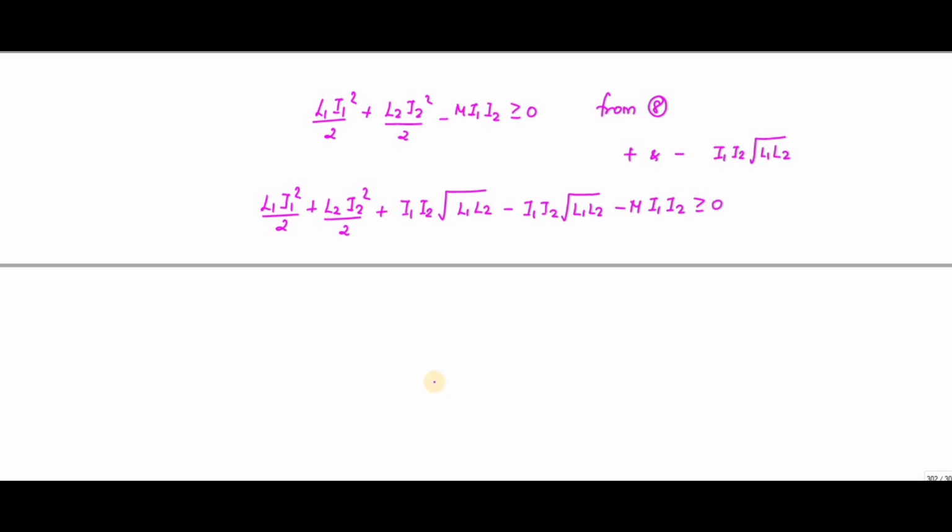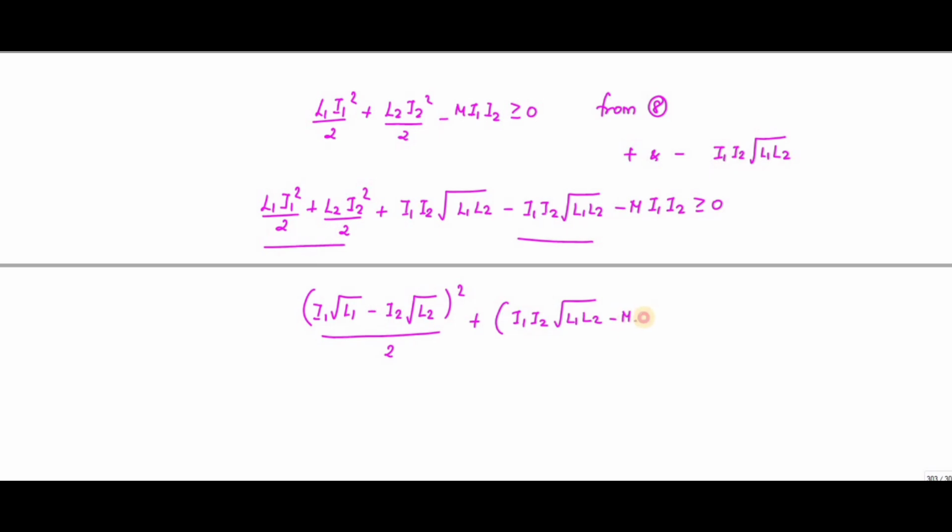So this I can write as I1 root of L1 minus I2 root of L2, the whole square. If I expand it, I will get I1 square L1 plus L2 I2 square, minus 2 into I1 I2 root of L1 L2. So these three terms will come here, then plus I1 I2 root of L1 L2 minus M into I1 I2, that is greater than or equal to 0.